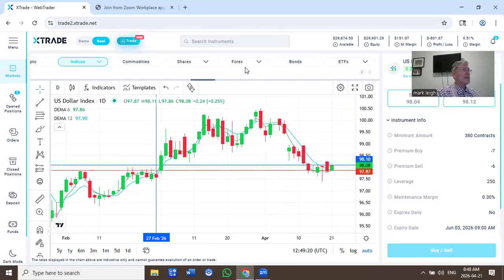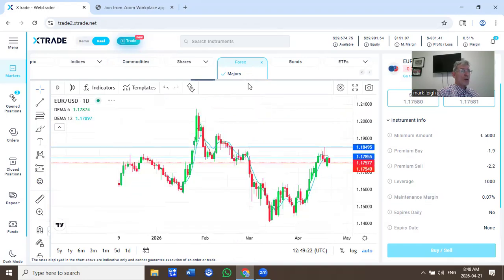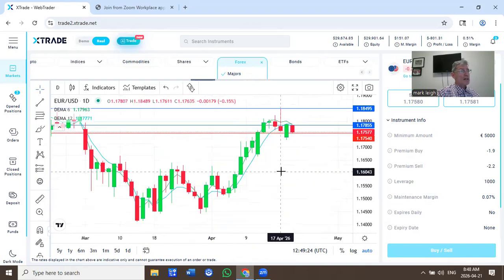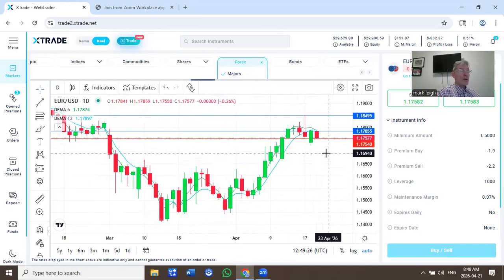Let's have a look at the majors, starting on the Euro US. And there you see US dollar strength today against the euro. Also, the EMA is about to cross over, red candlestick, selling euro, buying US dollar. I've got resistance at 117.85. I've got support at 117.54. Narrow range for now, just over 30 pips. We'll see whether this can continue.